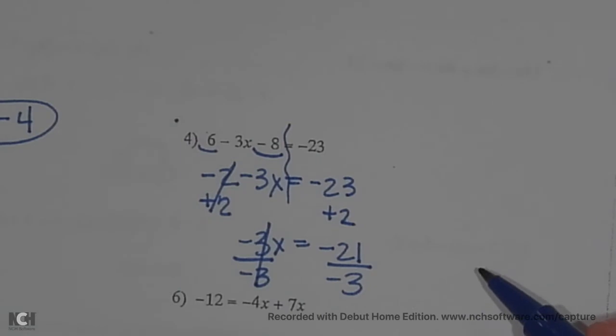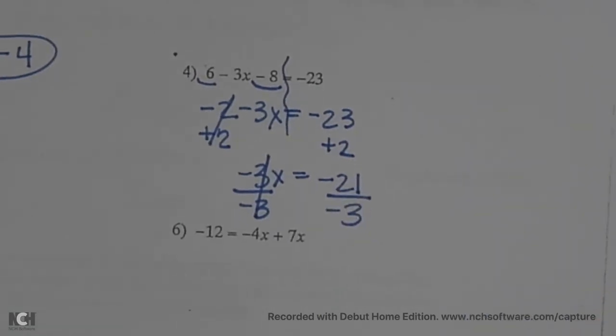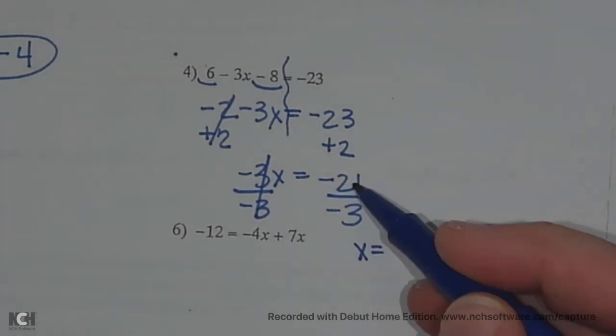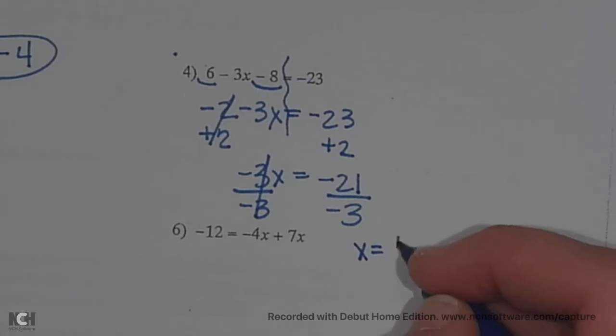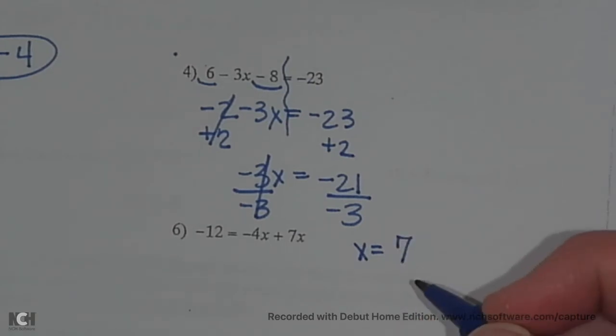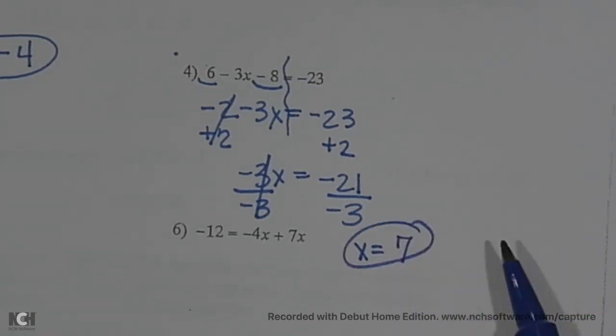I'm going to write over here because, again, I'll go a little bit below because I am running out of room. So x is going to equal negative 21 divided by negative 3, which is going to give us a positive 7. A negative divided by a negative is a positive. So x equals 7 for that answer.